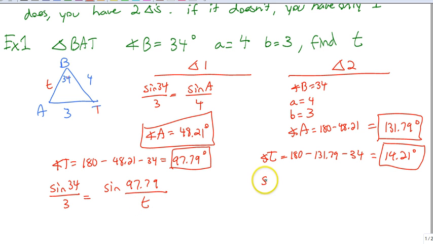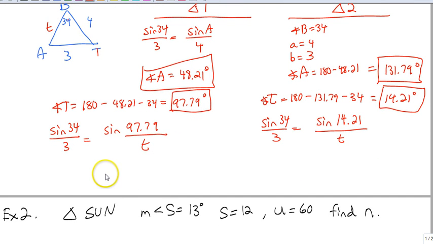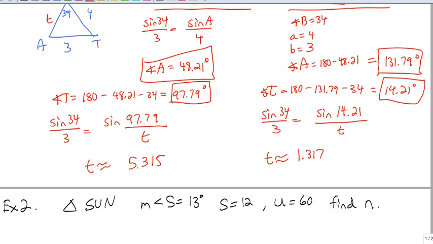For this triangle, same setup: sine of 34 over 3 equals sine of, now it's 14.21 all over T. So there we go. Those are our two setups. Cross multiply and solve. So for this triangle, the two possible solutions for T are T can be approximately 5.315, and for this one T can be about 1.317 feet or units, whatever. I didn't give units on this, so units.